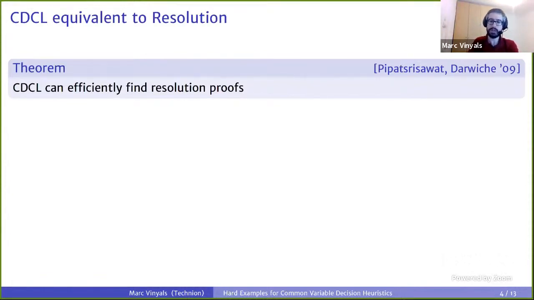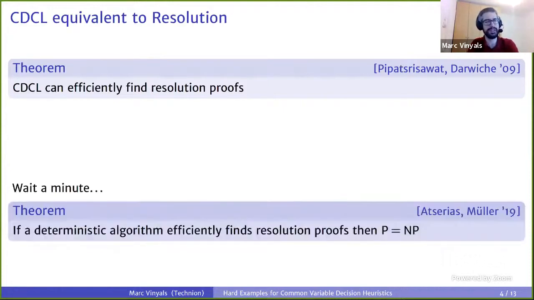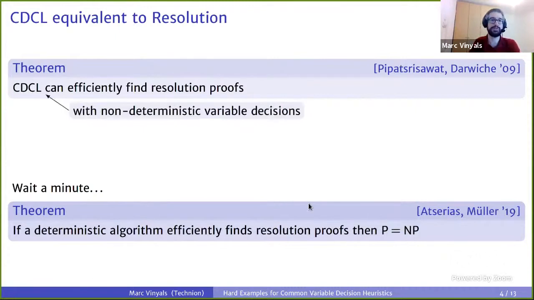Now, like Susanna told us, that's impossible unless P is equal to NP. Let me rephrase that. If there were a deterministic algorithm that could efficiently find resolution proofs, then P would be equal to NP. So what's going on here? Well, that's of course because of the assumption that the solver makes choices.